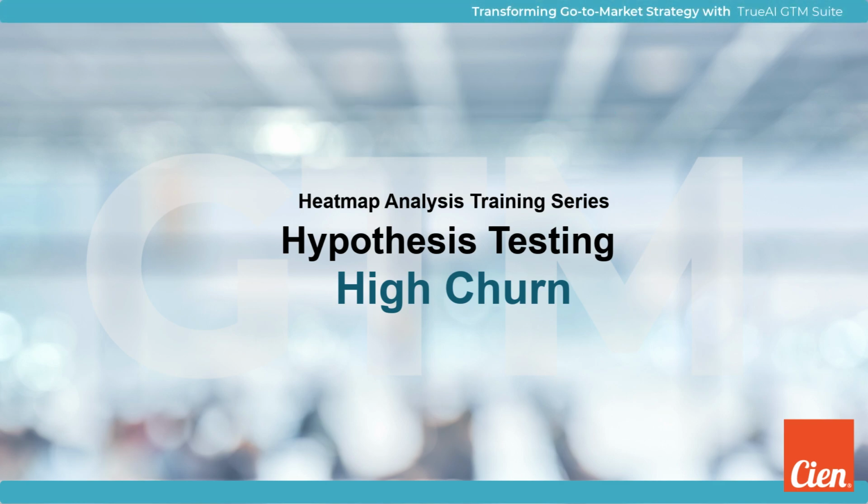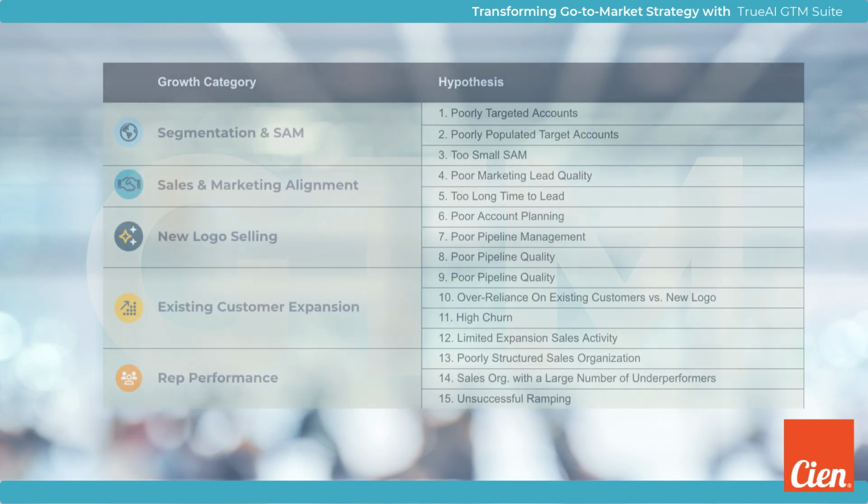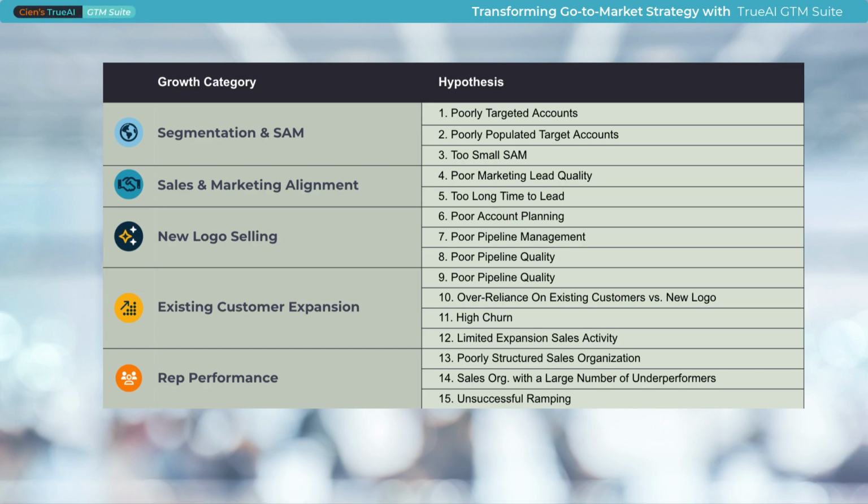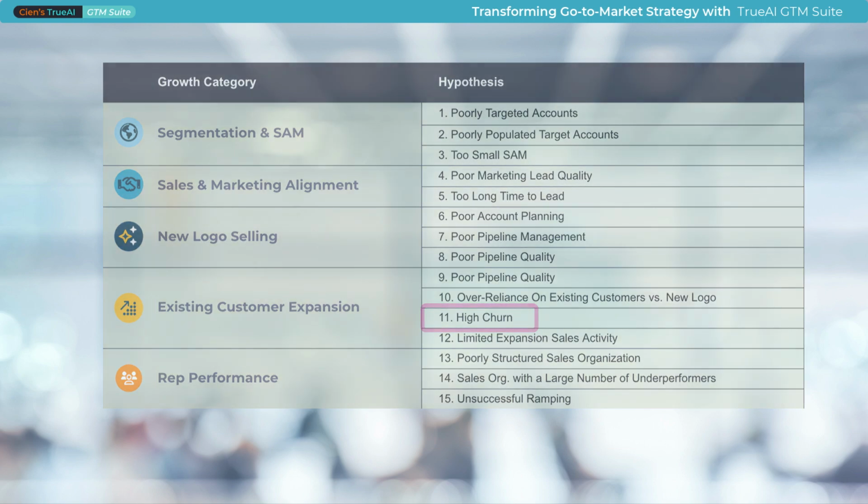In this video, we will show how to quickly test a hypothesis. Cien.ai has identified a list of key hypotheses that will guide it through a top-down analysis of your go-to-market strategy. High churn is a common issue when the customer base has a negative net growth.